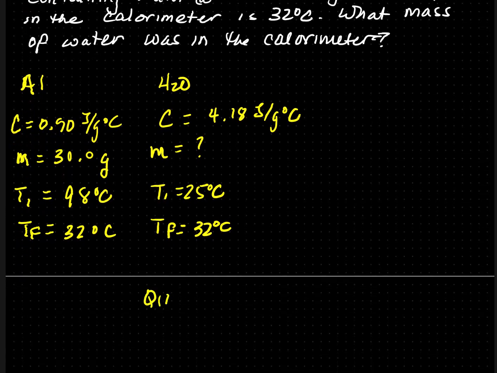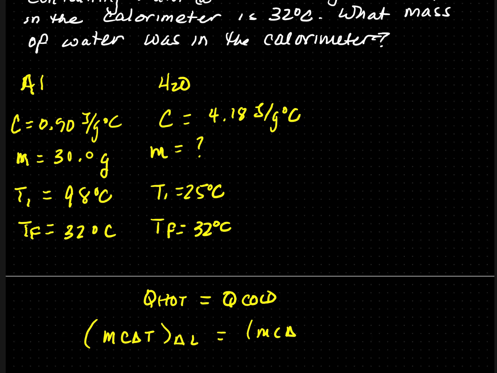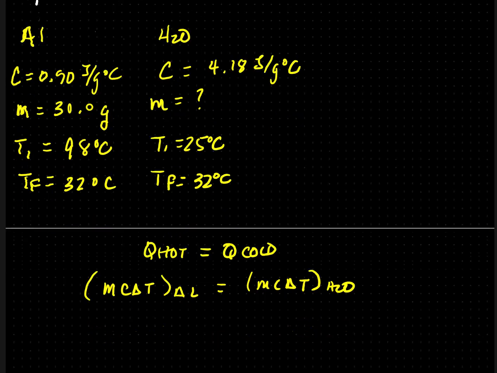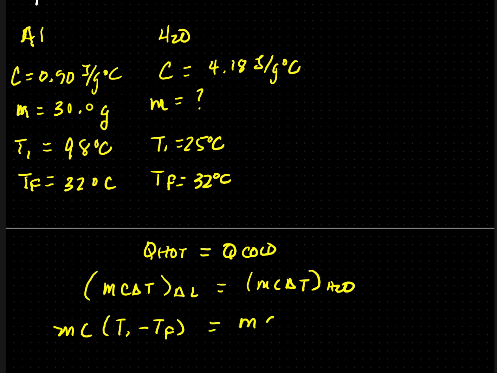So Q hot equals Q cold. My hot is my aluminum. That's going to be MC delta T of the aluminum. This is equal to the MC delta T of the water. So now I'm going to expand. This is going to be MC, T initial minus T final, because the aluminum is the hot temperature. This is equal to MC, T final minus T initial, for the cold temperature. It stays as is.